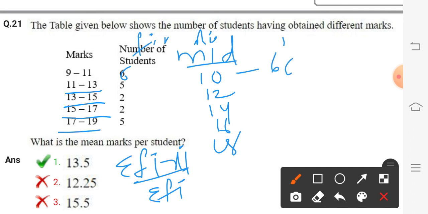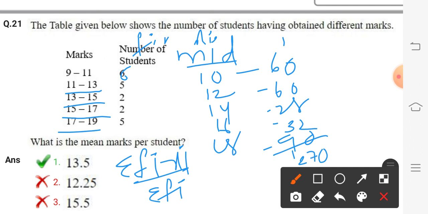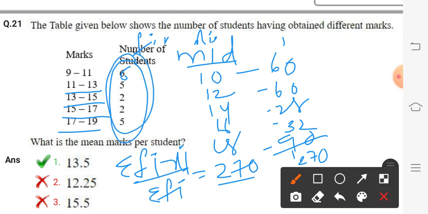So this is 60, 12 fives are 60, 2 fourteens are 28, 2 sixteens are 32, 18 fives are 90. When we add all this, we get 270. Sigma fi means the sum of all these values. We get 20. The zeros cancel. 27 by 2 is 13.5. So the first option is correct, 13.5.